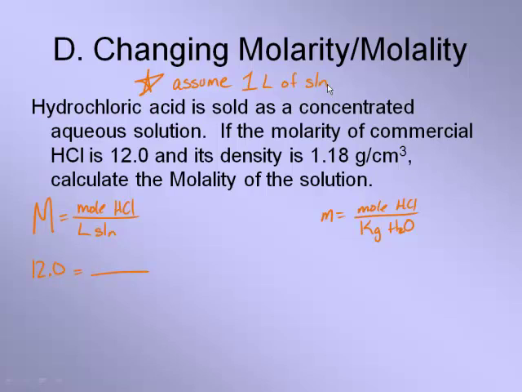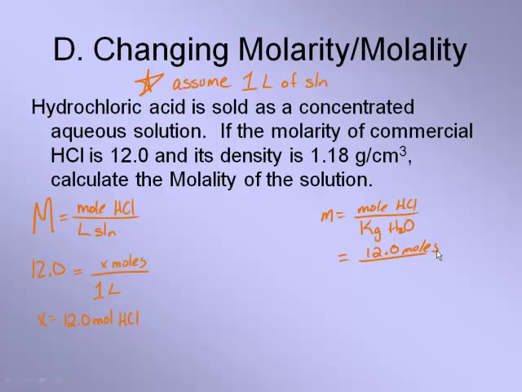Now, why did I assume 1 liter of solution? Well, remember that molarity and molality are ratios. They are a ratio of moles of something to either liters or kilograms. As long as my ratio stays constant, it doesn't matter how many moles I have, because the denominator will always balance it out. So I'm assuming that I have 1 liter. Now, all of a sudden, I know my moles. I have 12.0 moles of HCl, which is going to go up here in this calculation. Notice I insert it immediately so I don't forget to do it later.